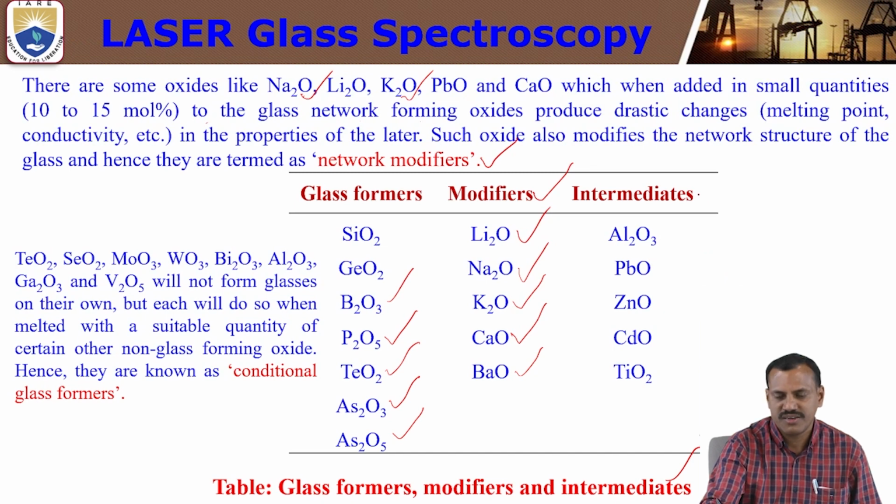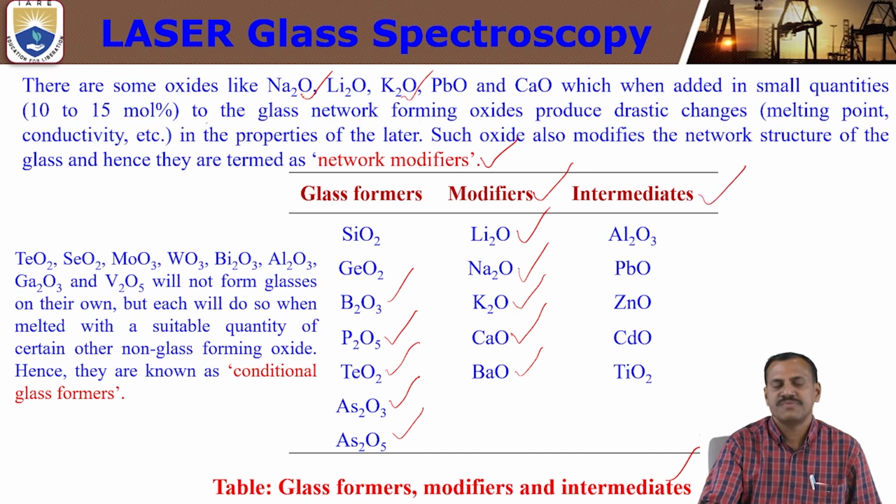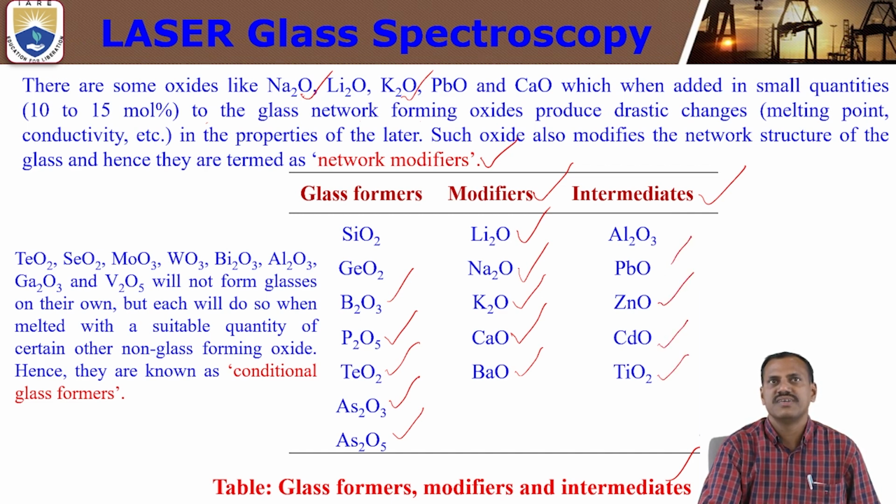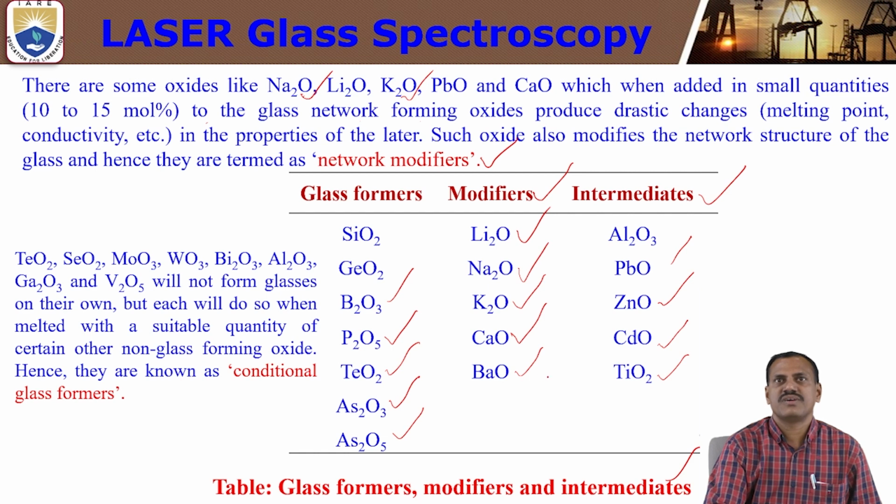The third column is intermediates. The intermediates can be added along with the glass formers and modifiers. These are the other intermediate modifiers: aluminum oxide, lead oxide, zinc oxide, cadmium oxide, and titanium oxide, TiO2. These are the intermediate systems.